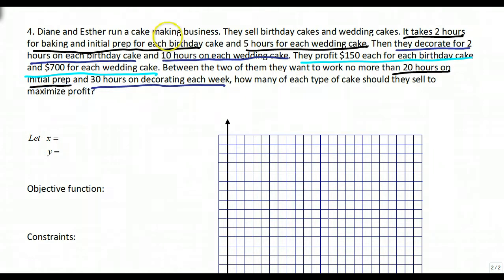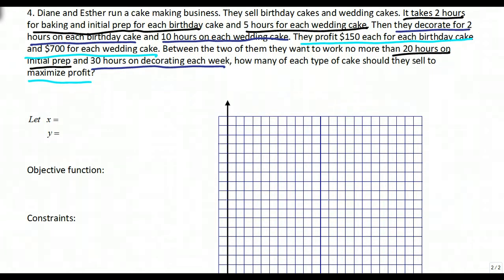So, the reason I changed colors is because I wanted to keep my units the same and what they were talking about and wanted to group it by topic. So, the first thing we need to do is outline our variables. So let's have x be the number of birthday cakes and y be the number of wedding cakes.